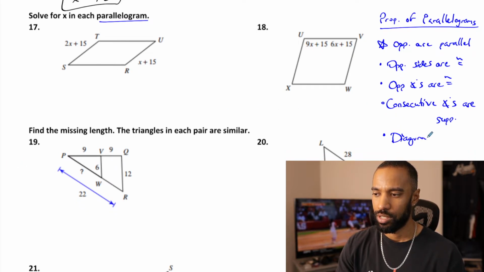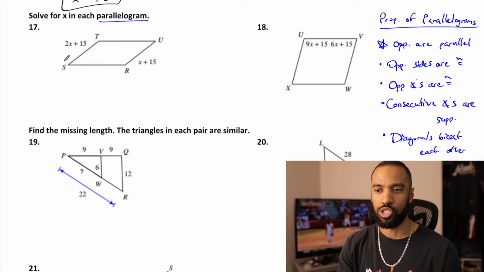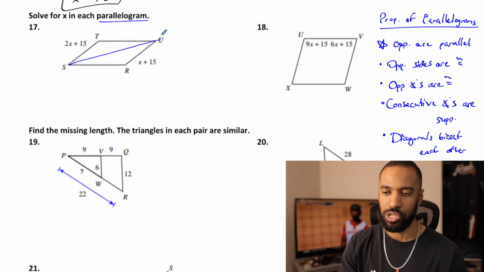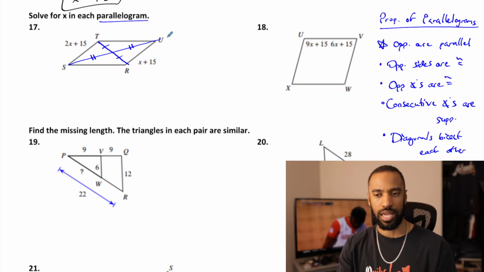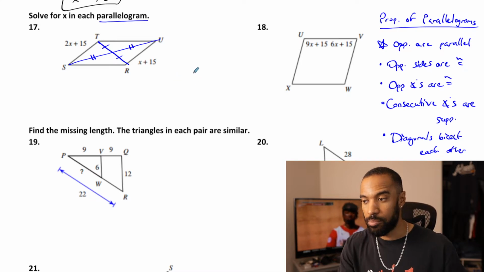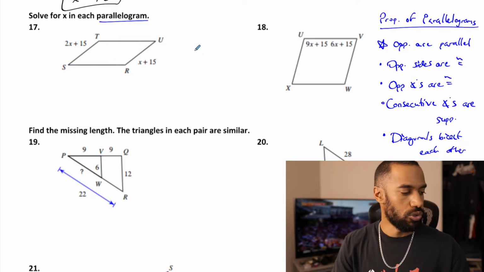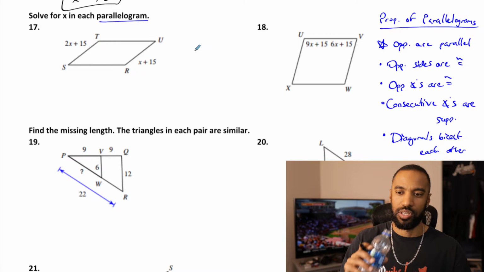Diagonals bisect each other. And when I say diagonals, I am referring to the segments drawn from opposite angles. SU and TR, they would break them up in such a way that this would be congruent to that and this would be congruent to that right there. Now, there aren't diagonals in this problem. That's not relevant to the problem itself. Here, we're going to talk about opposite sides congruent.